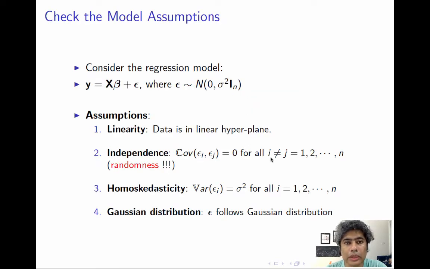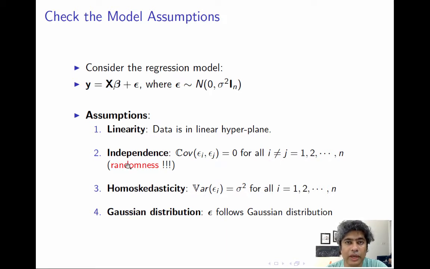Consider the linear regression model y equal to x beta plus epsilon, where epsilon follows normal 0 sigma square. In this kind of model, we have essentially four assumptions. The first one is linearity, which says the data lie in a linear hyperplane. The second is independence, which essentially says that the covariance between epsilon i and epsilon j equals 0 for all i not equal to j, i, j from 1 to n. Effectively, it is randomness.